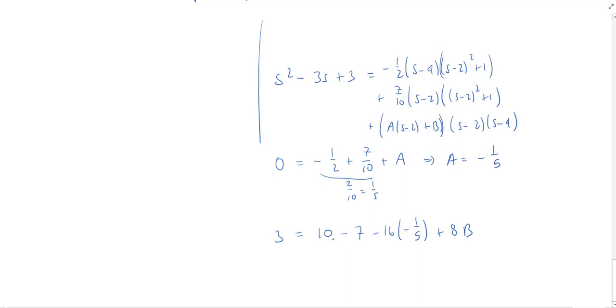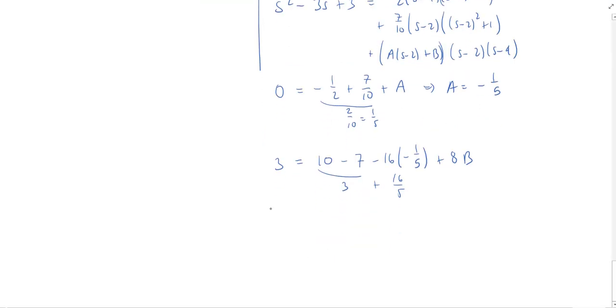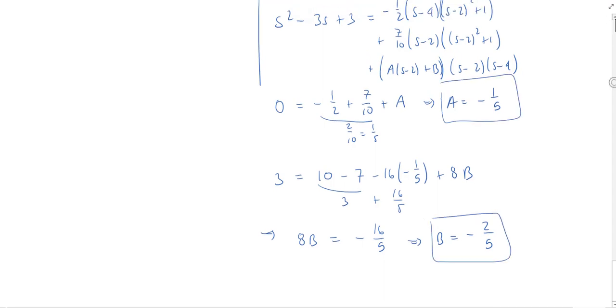So let's put this all together. Let's see, so that's a 3. This is a plus 16/5. Hey, the 3's just dropped from both sides. So what do we end up getting? 8b equals, well, we'll drop the 16/5 to the other side. I get negative 16 over 5. And so if I divide by 8, b will then, we see, be negative 2/5. Okay, so a is negative 1/5 and b is twice a, negative 2/5.